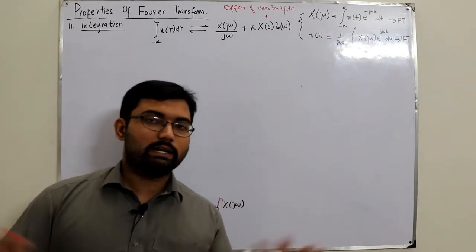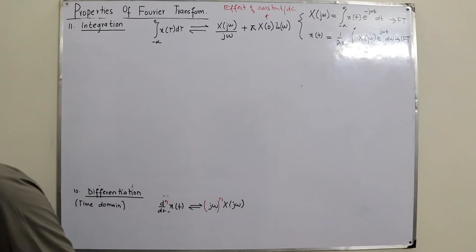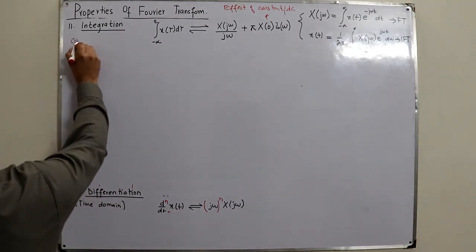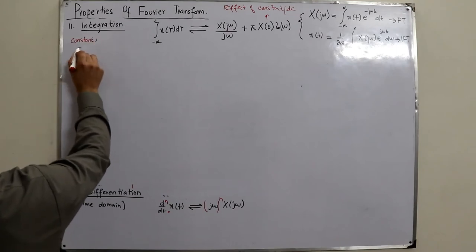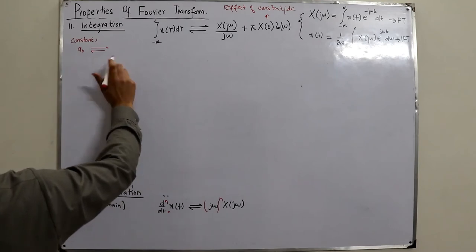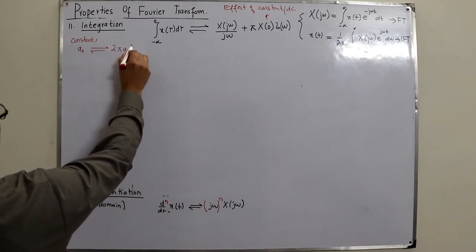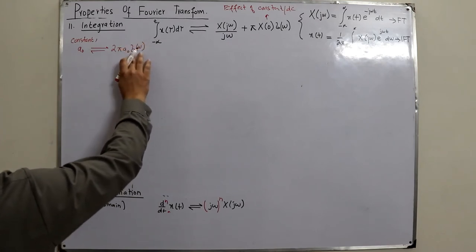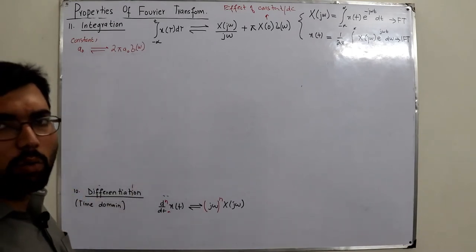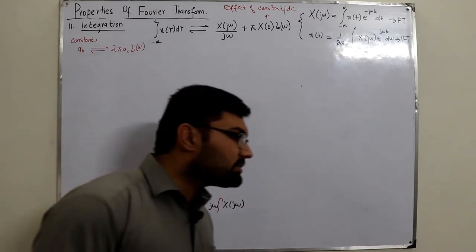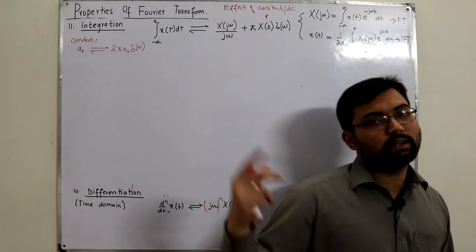The constant, you know it very well. I do not need to go into the mathematical basis. If you have any constant, let's say I name it a naught, the corresponding Fourier transform is 2 pi a naught times delta of omega. We've seen this in the examples video most probably. I am not going to prove it over here. If not, I will cover it in the examples video.